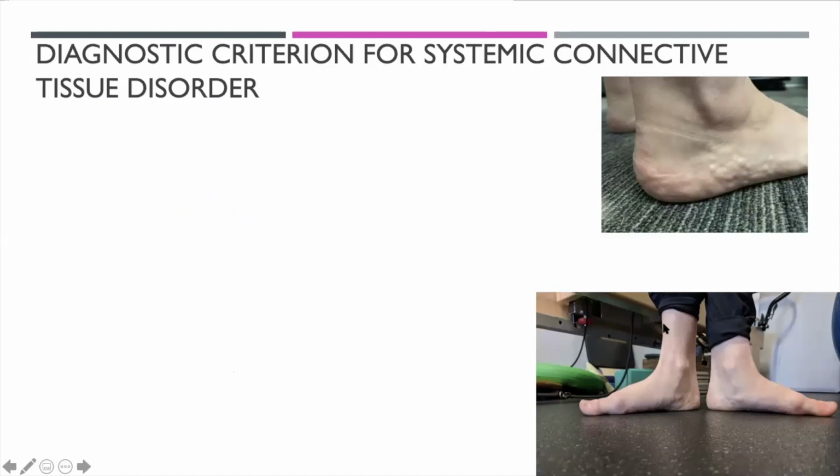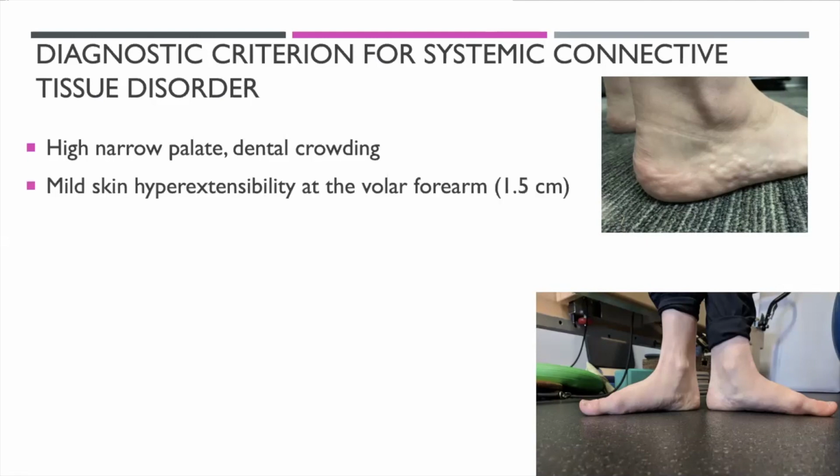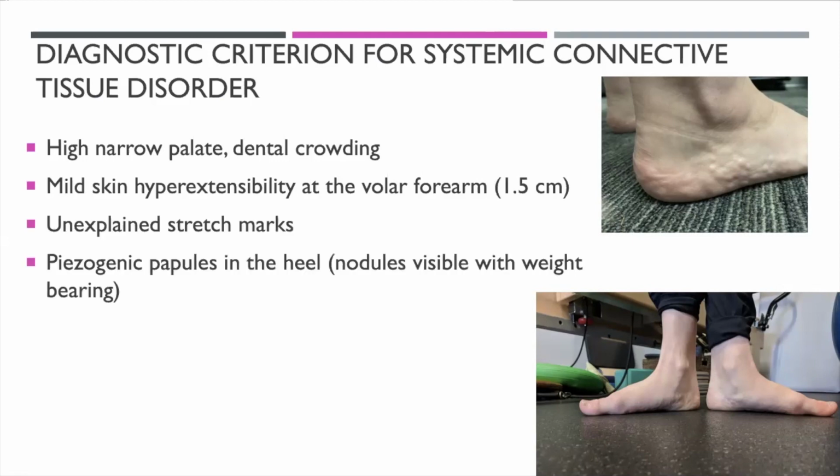And this picture on the bottom is actually a patient that Jennifer and I have in common. This patient has flexible pes planus, so their arches collapse when they stand up. You can see that very well here in first position. Some of the other features that we see quite commonly with connective tissue disorders include a high narrow palate and dental crowding. We can see mild stretchy skin. We can see unexplained stretch marks and something called piezogenic papules of the heel.